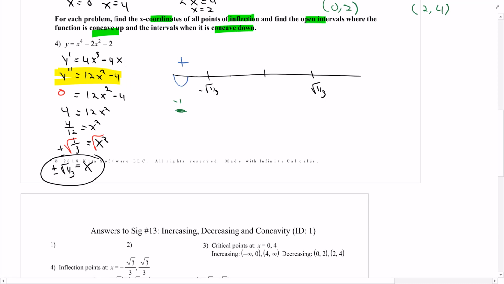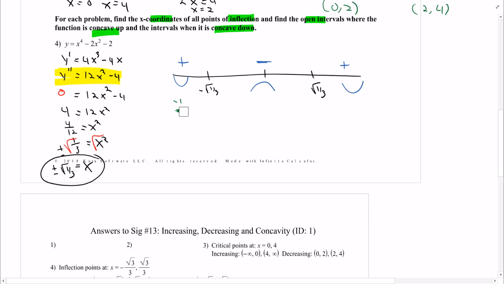Then if I plug in a number in between these two, 0 is an easy one, you're just going to get 0 minus 4. This is negative, so it's concave down. And then if I plug in 1, again we're getting a positive number, which means it's concave up right there.